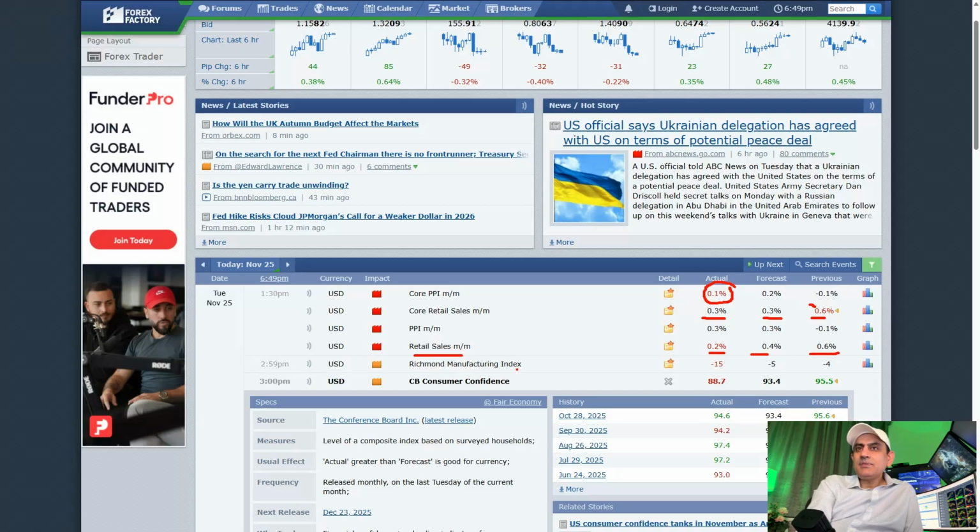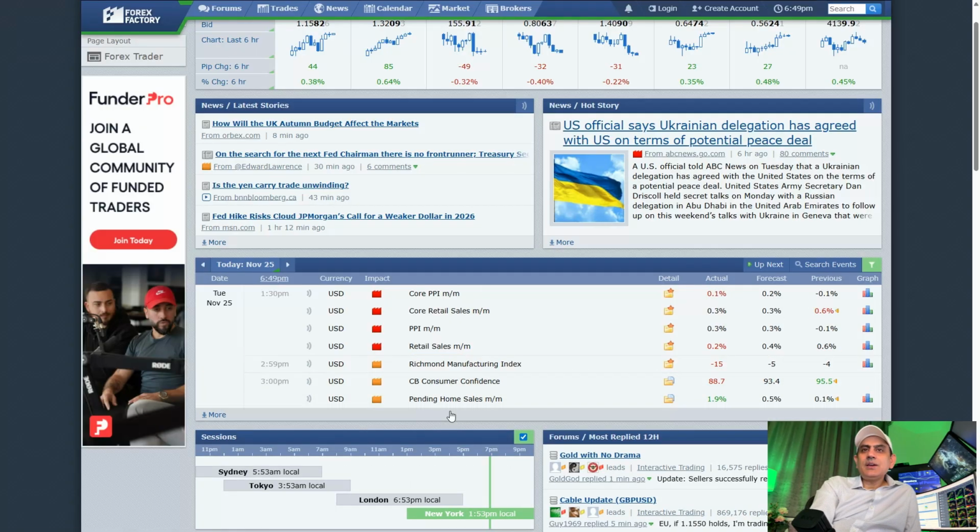Then we have Richmond Manufacturing Index, which is the medium impact news, is negative, and we also had consumer confidence, which is negative too. So overall, you can see we have pending home sales month by month. That's the only one we had positive. Overall, based on all this news, we have seen weakness in the dollar. All the majors against the dollar were bullish, especially Euro USD and pound dollar.